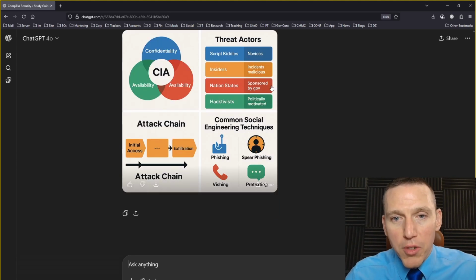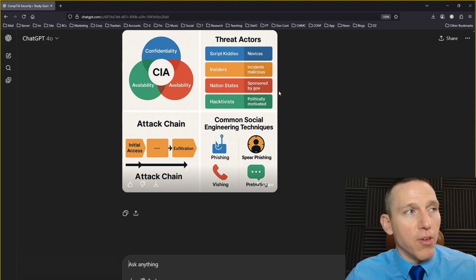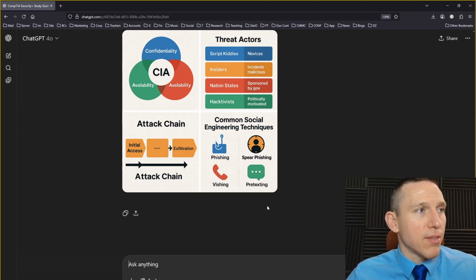Nation states are sponsored by Gov. That's true. I think anybody can figure that one out. Hacktivists are politically motivated. Okay, so that's true. So this does kind of explain this a little bit.